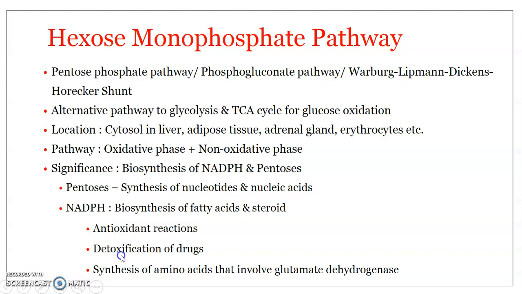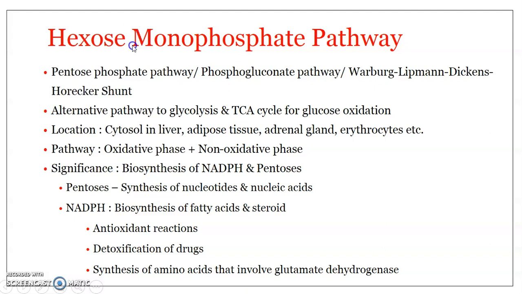It also helps in the synthesis of fatty acids, cholesterol, and also the amino acids that involve glutamate dehydrogenase. Erythrose phosphate, which is an intermediary substrate formed in the hexose monophosphate pathway, is necessary for the synthesis of amino acids like tyrosine, tryptophan, and phenylalanine, right? So all those aromatic amino acids are produced with the help of NADPH and the pentose phosphate pathway. Again, it is a very important pathway for various biosynthetic processes.